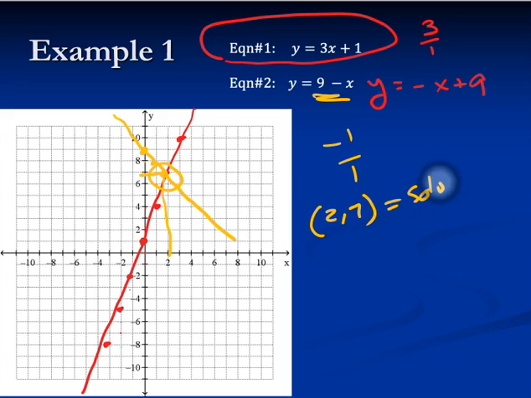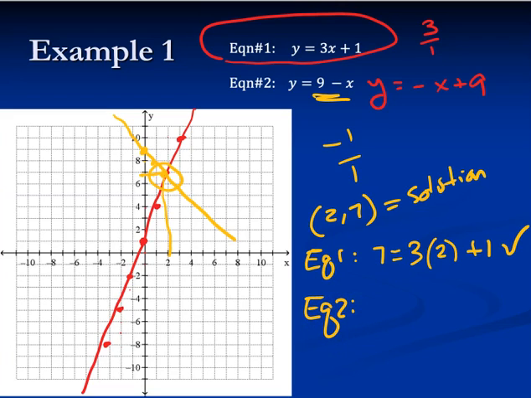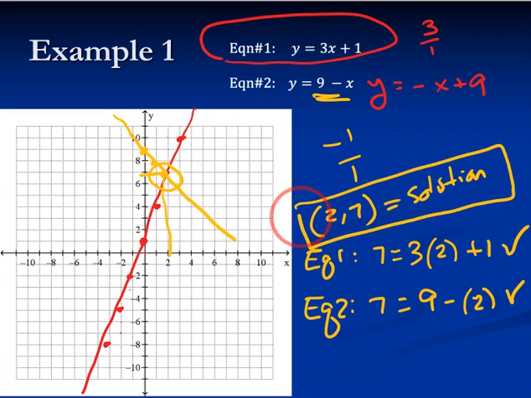That's our solution. We can check this solution. If we plug this point into both equations, then both equations should be true. If I look at equation 1, if I plug in 7 for y and 2 for x, is 7 equal to 3 times 2 plus 1? Yes, that's true. So equation 1 is satisfied. Let's look at equation 2. If I plug in 2, 7, is 9 minus 2 the same as 7? Yes, it is. That point satisfies both equations in our system, so it is a solution. And by plugging it in, we have verified it as a solution.